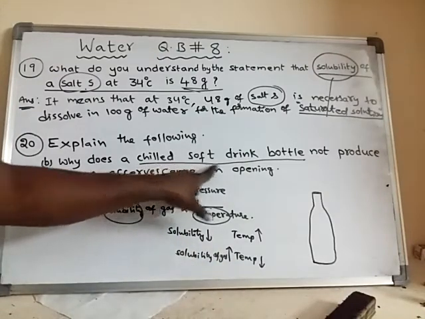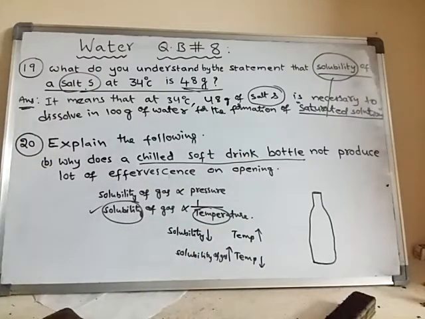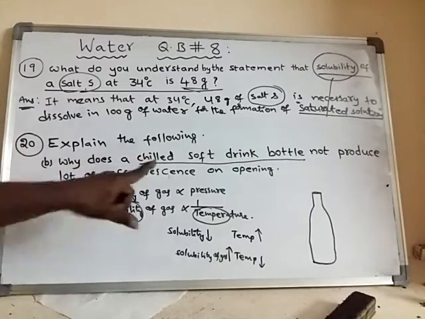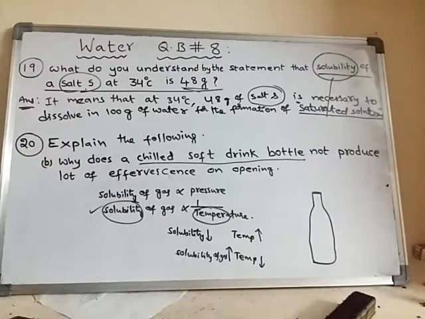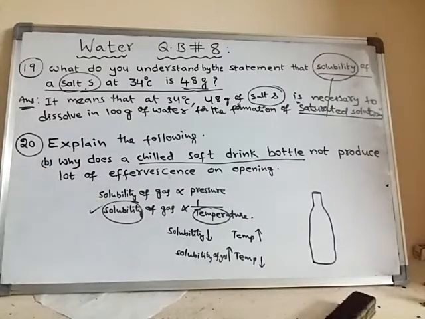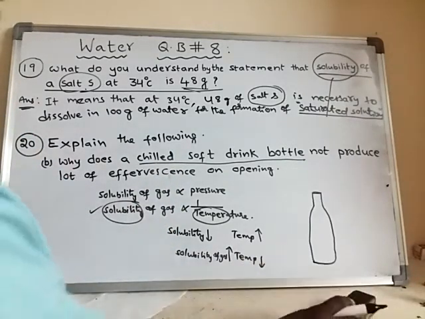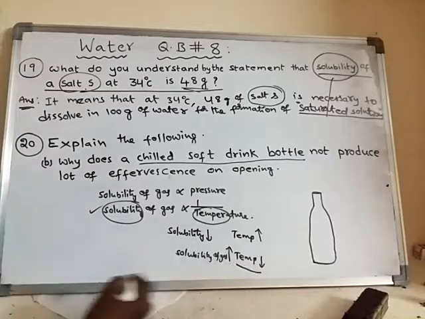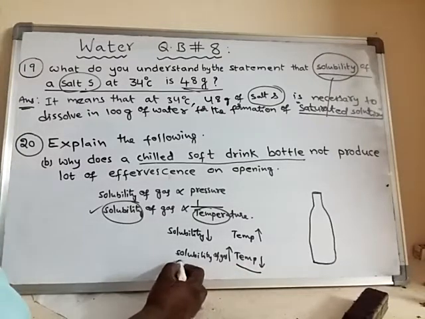So, a chilled soft drink bottle. What is the meaning of chilled soft drink bottle? Chilled means cooled to very low temperatures. So we have to use the term chilled. The chilled soft drink bottle is under very low temperatures. So when temperature is low, what happens to solubility?